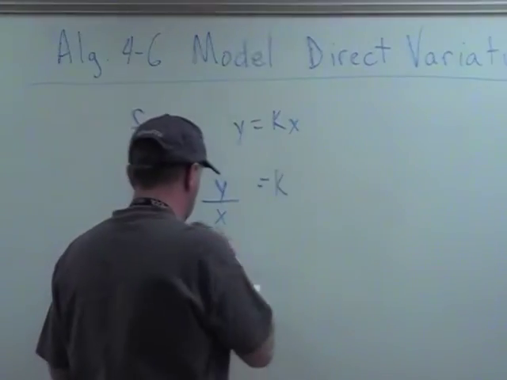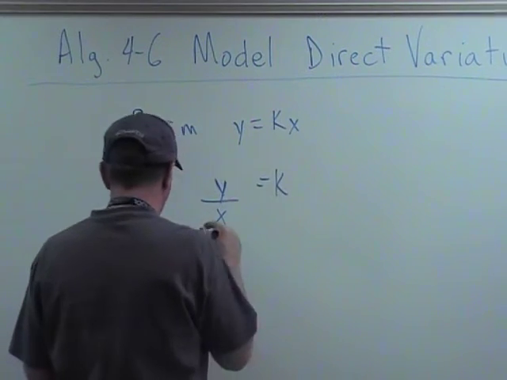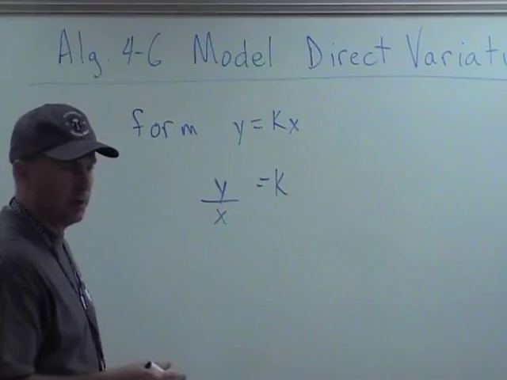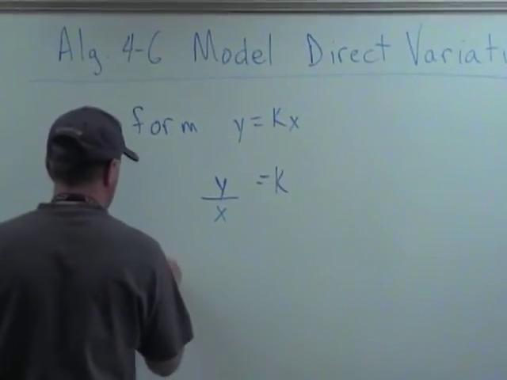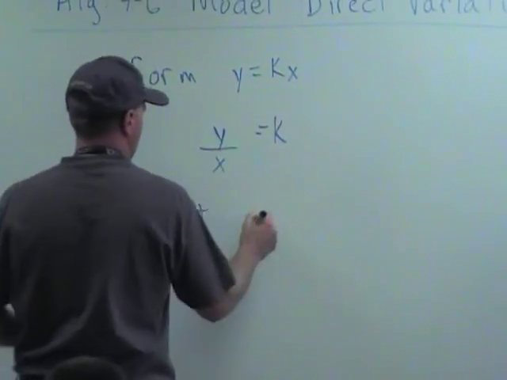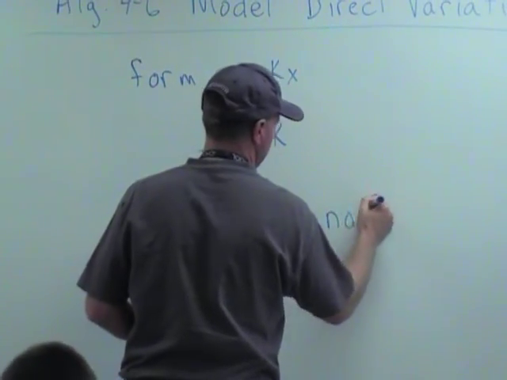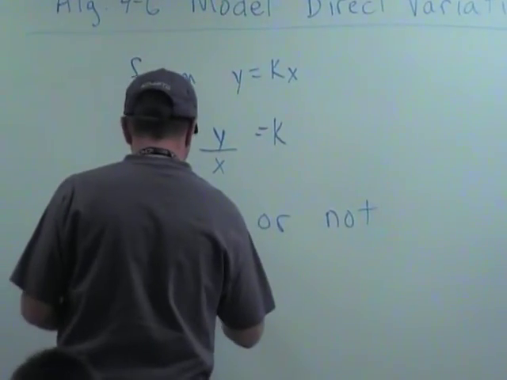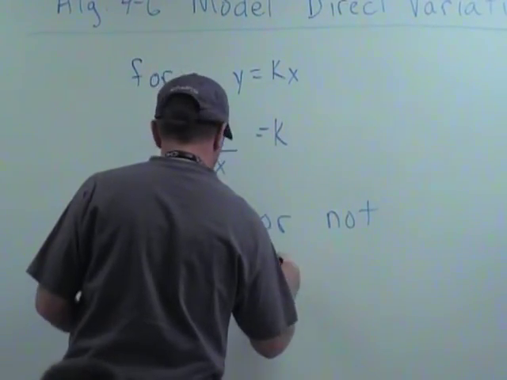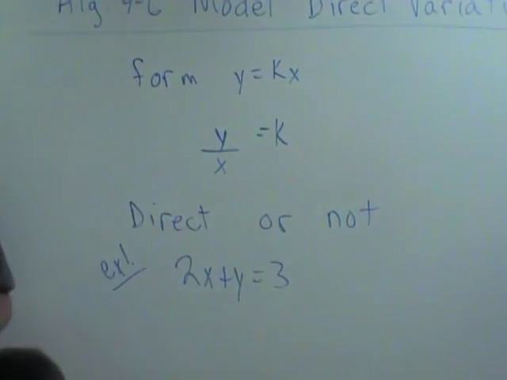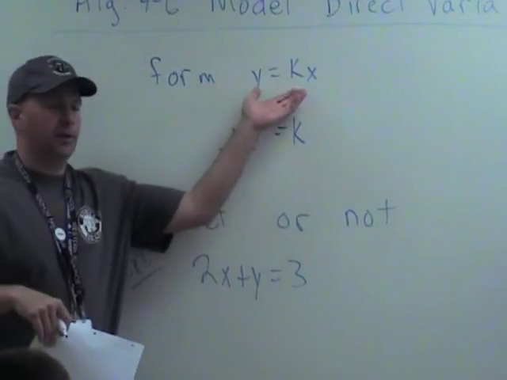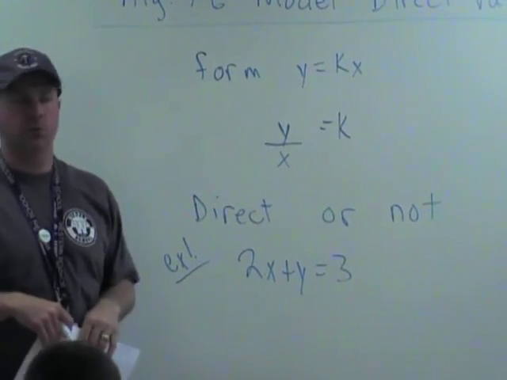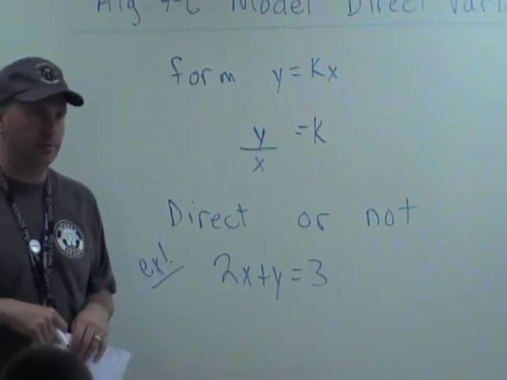So let's talk about whether or not an equation is a direct variation. So here's your first example: 2x plus y equals 3. With direct variation, y is solved by itself, so it's slope-intercept form. Everybody solve this for y.